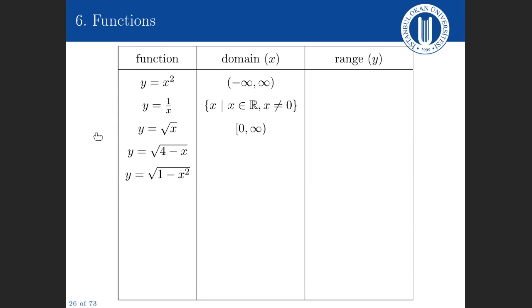Let's look at some domains and ranges of some functions. First of all, the function f of x, which has domain from minus infinity to infinity. What possible values could y take? If y is equal to x squared, then y must always be a non-negative number. y can be any number between 0 and infinity. It's not possible for y to be a negative number.